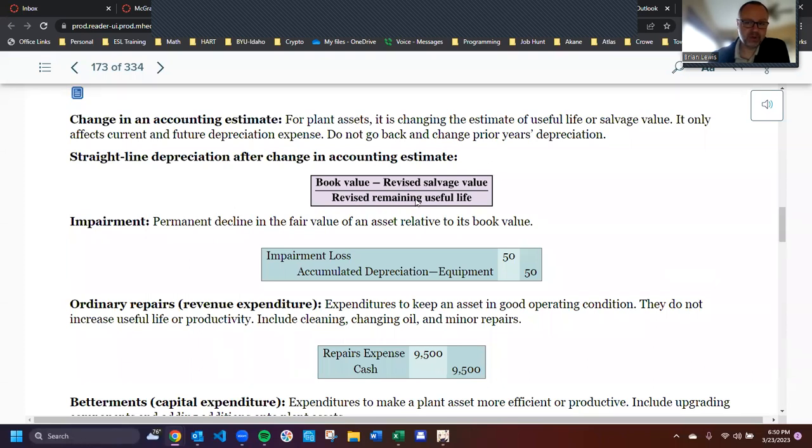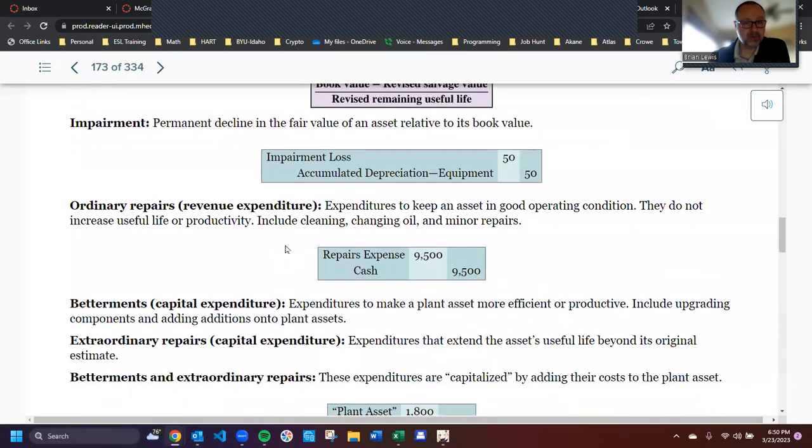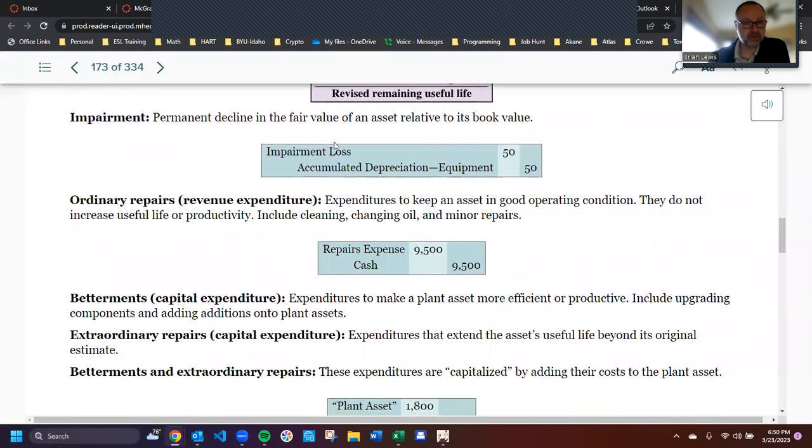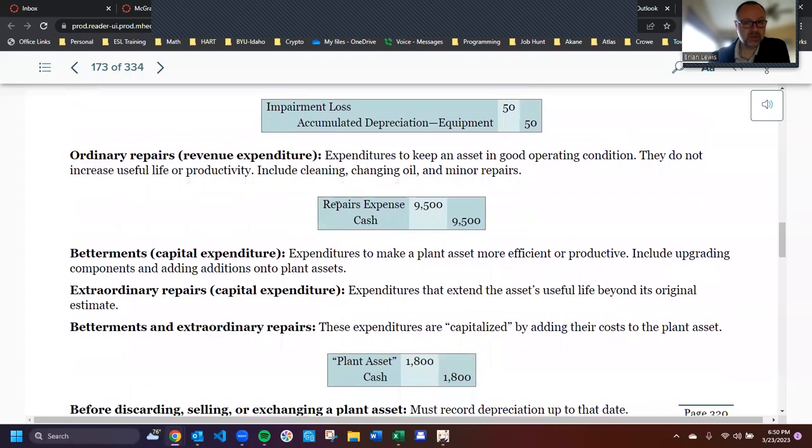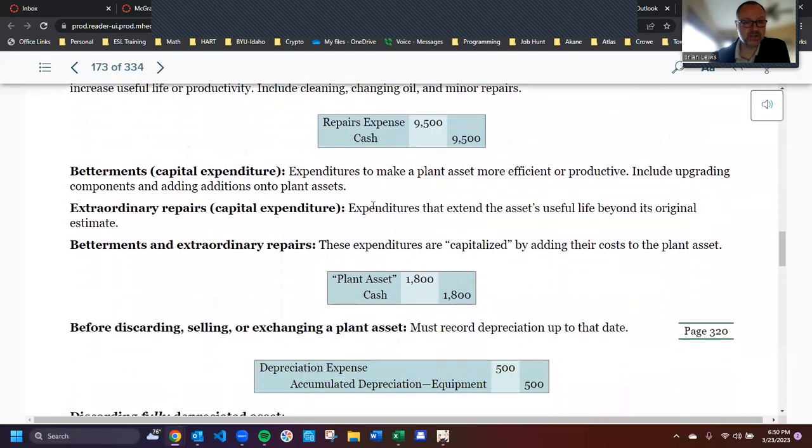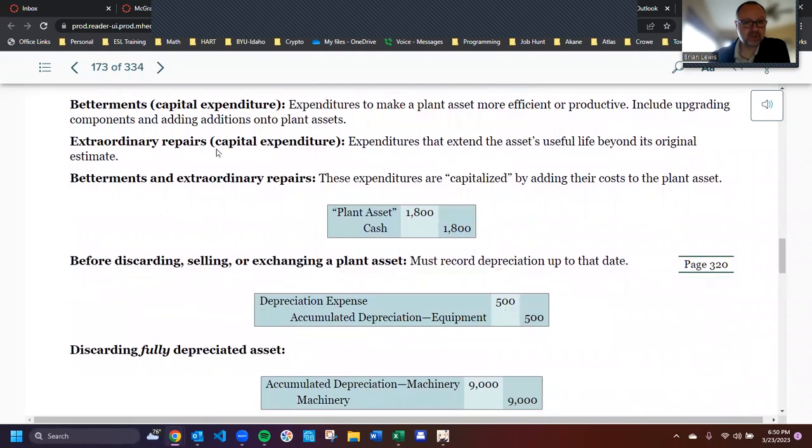You may get to a point where you thought it was 10 years and all of a sudden things go bad, and it's really only a 3-year life. So you have to take a huge loss on it if you have to get rid of it. Impairment, that's really associated with the same thing. Ordinary repairs, remember those go directly to the income statement, not to the balance sheet. That's the definition of those: betterments or extraordinary repairs.